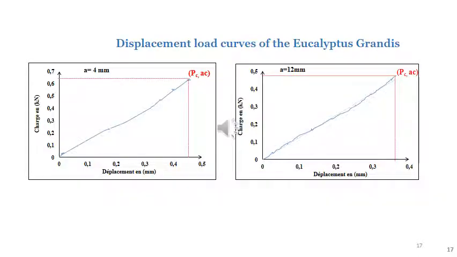The specimens are notched along the longitudinal direction in the TL plane, so that the rings are parallel in the TR plane. The speed of displacement of the crosshead selected for the test is 0.5 mm per minute. The test is stopped when a sudden drop in load is observed. The figures show typical load displacement curves of Eucalyptus grandis for notch lengths of 4 mm and 12 mm.